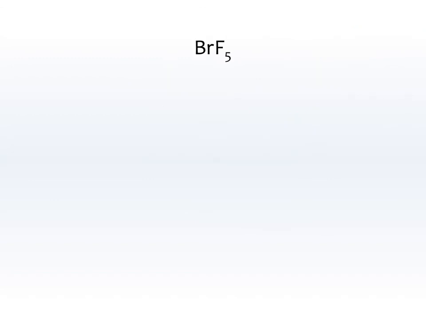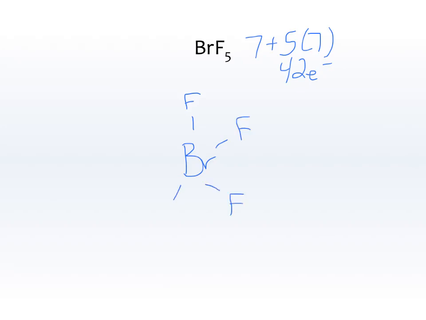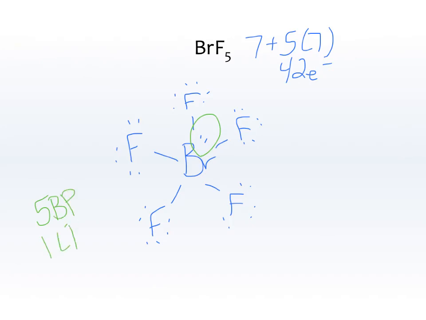Okay, then we have BrF5. That'll be 7 plus 5 times 7, which is really 6 times 7, which is 42 electrons. Br with 5 Fs: 1, 2, 3, 4, 5. Everybody gets an octet: 8, 16, 24, 32, 40, and an extra lone pair on the bromine. So bromine has 5 bonding pairs and 1 lone pair.